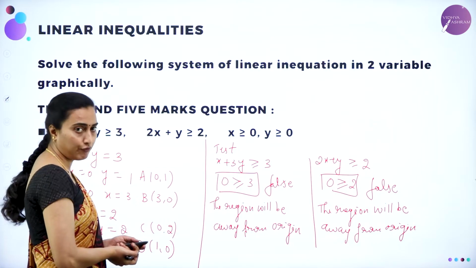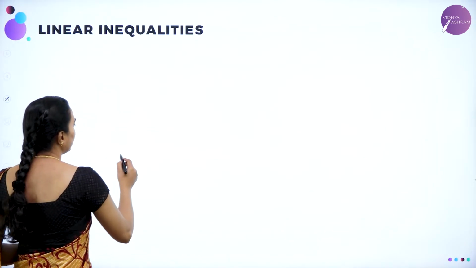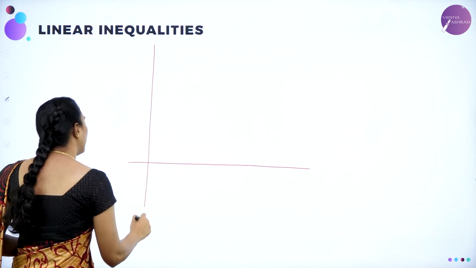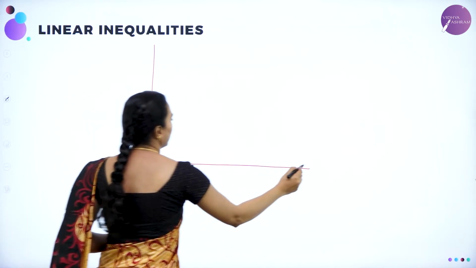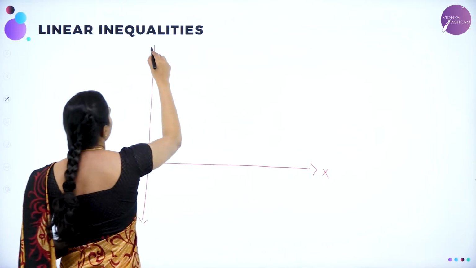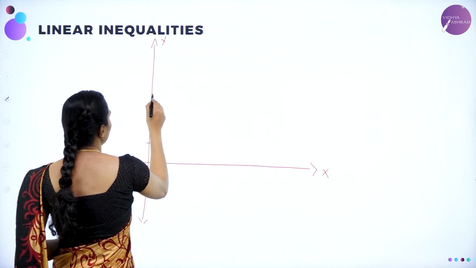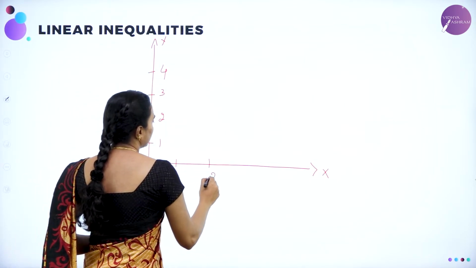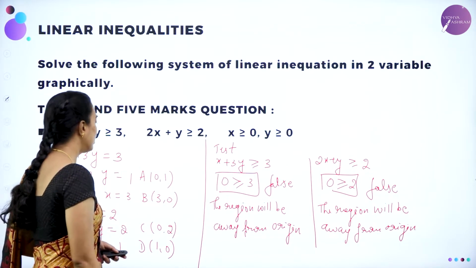Move on to the graphical representation now. Now the x-axis and y-axis will go positive. So this is the x-axis and this is the y-axis. This is the origin. And the y-axis will go 1, 2, up to 3 units, I think. And here the x-axis also will go up to 3 units. Correct.